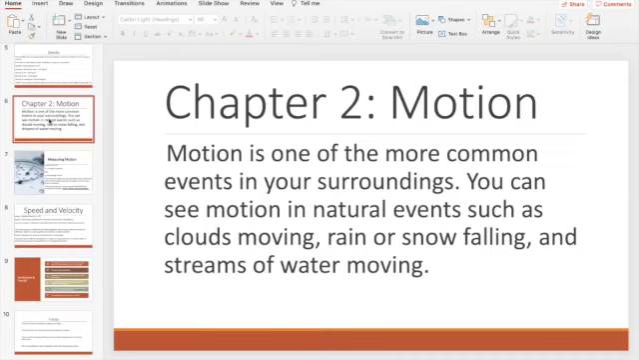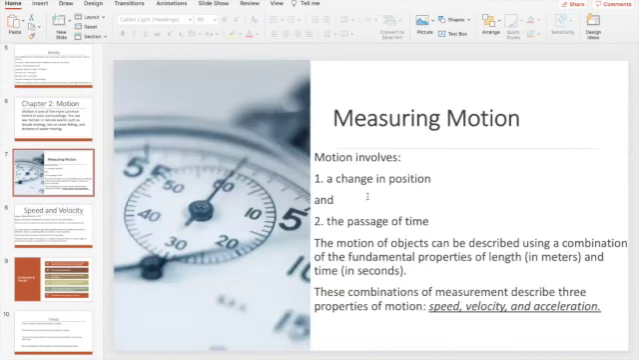Chapter 2 is on motion. And motion is just the movement of whatever object or substance that you are observing in nature or your surroundings. Events such as moving clouds, rain falling or snow falling, a river, or a body of water that's moving are types of motion. Motion involves a change in position over the passage of time. Again, change in position.